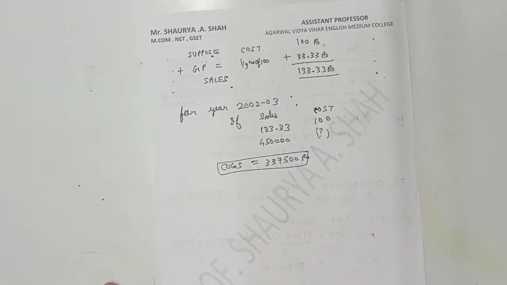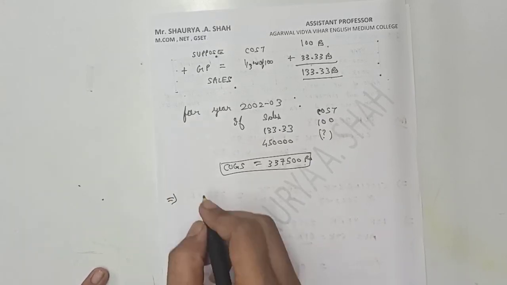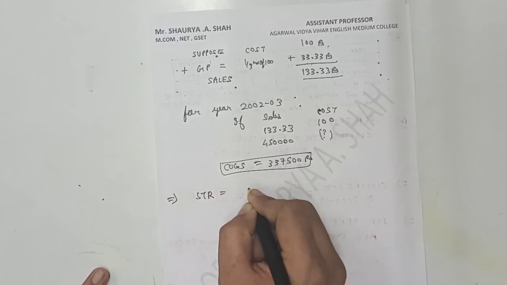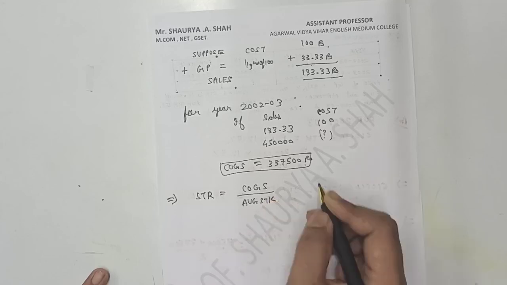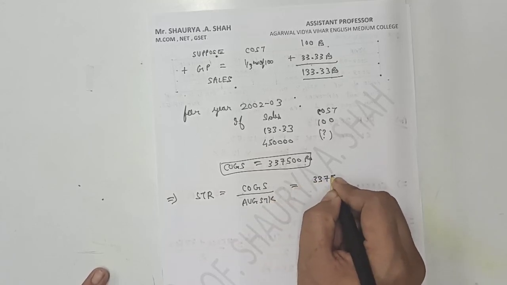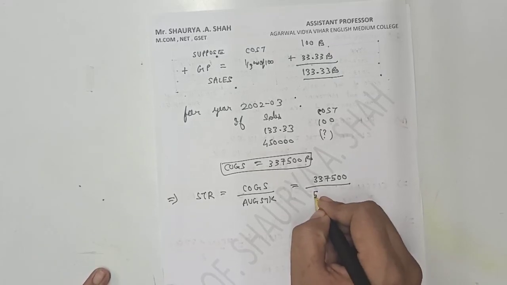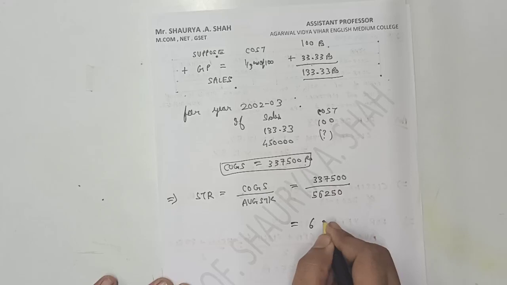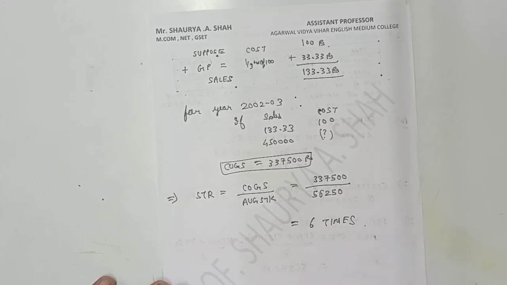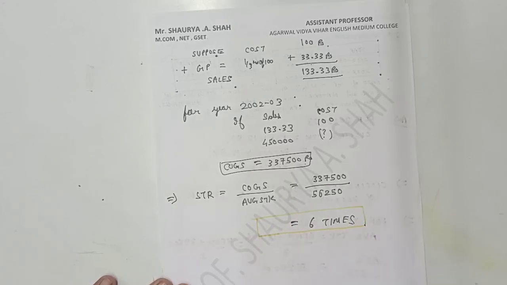So 3,37,500. Fine. Now we have both the answers, so we can calculate the stock turnover ratio or inventory turnover ratio, which is equal to cost of goods sold upon average stock. So cost of goods sold is 3,37,500 divided by my average stock, which was 56,250, right? So 3,37,500 divided by 56,250 gives me the answer of 6 times. Is it clear, all of you? So my stock turnover ratio comes to 6 times.